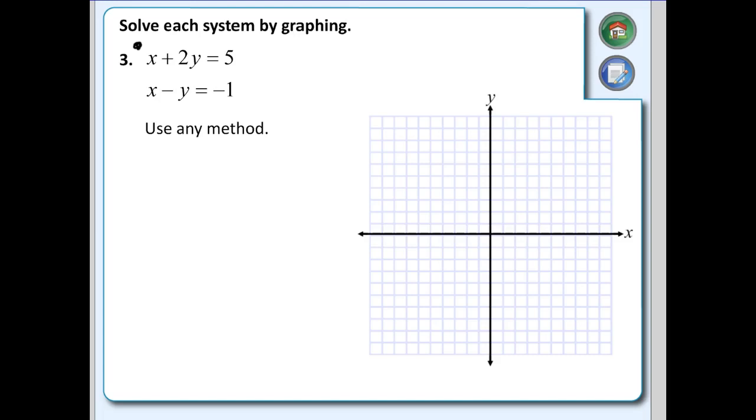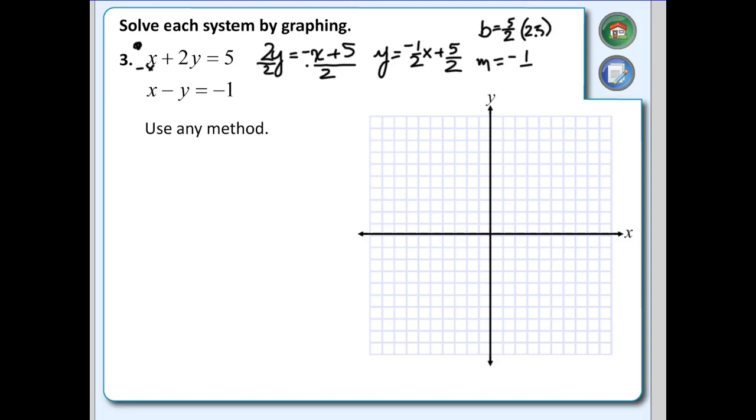Remember, y equals mx plus b. So in order to do that, I've got to subtract x to the other side. So we've got 2y equals -x plus 5. And now I have to divide everything by 2 because I've got to get y alone. So y equals negative, and that's going to be what? -1/2 x plus 5 over 2. Now, that means that my y-intercept is 5 over 2. Oh, Mrs. Burton, it's a fraction. What do I do? Well, that's really 2.5, so we can work with that. And then my slope is -1/2.